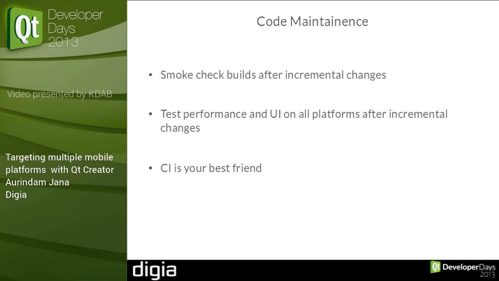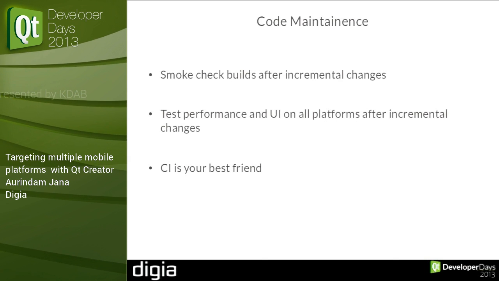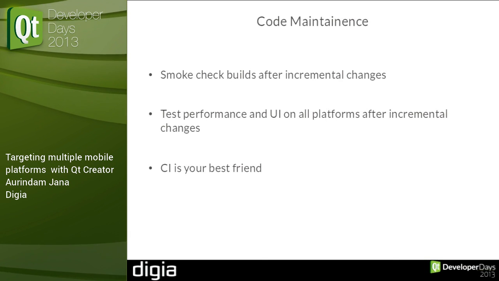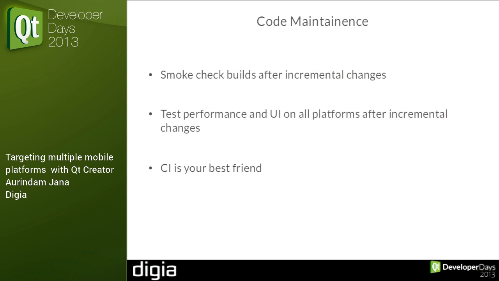Do not hack on a particular platform and then start checking for the others. Things might break and it's just irritating. The other thing is that if you are doing some platform optimizations, which you would need to do, also test it on other platforms, because platform optimizations on one platform may have a side effect on other platforms. And the best thing is, I think CI is your best friend. Have continuous integration, or something similar to that, implemented in your development cycle.